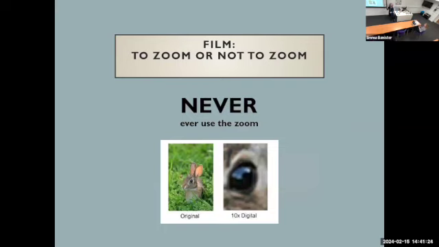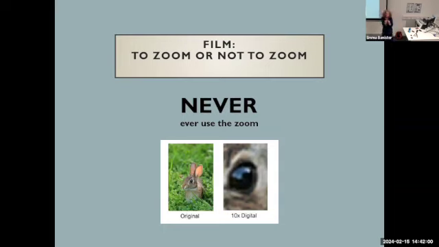Read this, please. Ever. Why? Why should you not use the zoom in your little cell phone camera, even if you have the latest iPhone? Maybe the latest iPhone is better, I don't know, I haven't tried it. Why? There are fewer pixels. Exactly. And why is that, that there are fewer pixels?